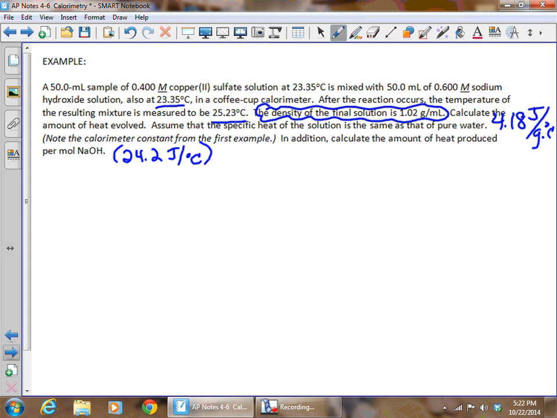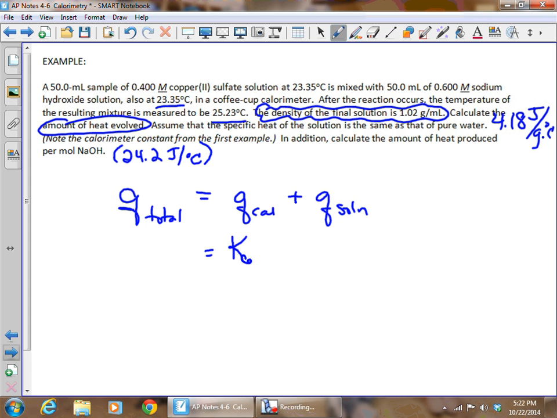So it wants to know the amount of heat involved. So we're trying to find the Q involved in this system. The total Q is going to be the Q of the calorimeter, which remember is K sub cal, our calorimeter constant times delta T, plus the Q of the solution, which is our MCAT. So the total heat of the system is going to be, again, this.